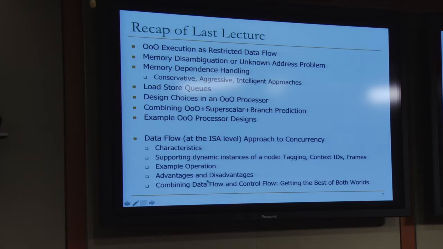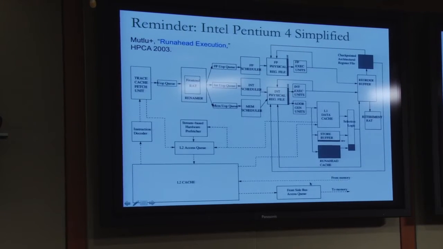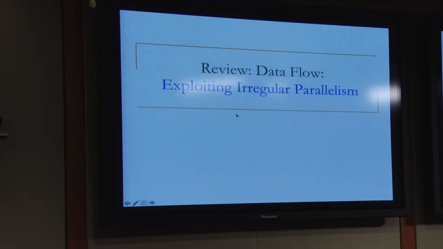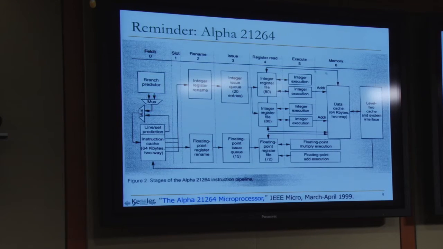We talked about advantages and disadvantages. And we talked about combining data flow and control flow to get the best of both worlds. And this was one example, Intel Pentium 4 simplified, to jog your memory. And this is the reading that hopefully you should have done or you're doing.